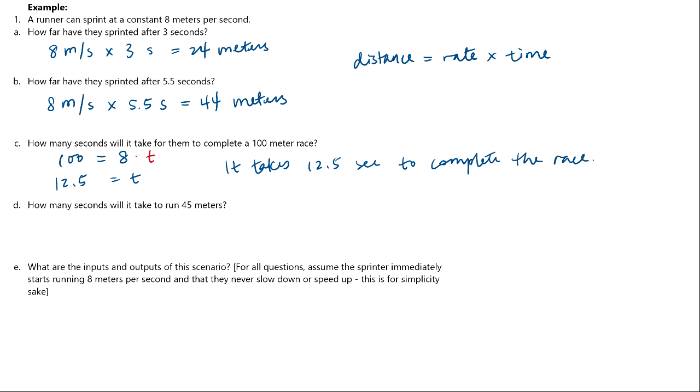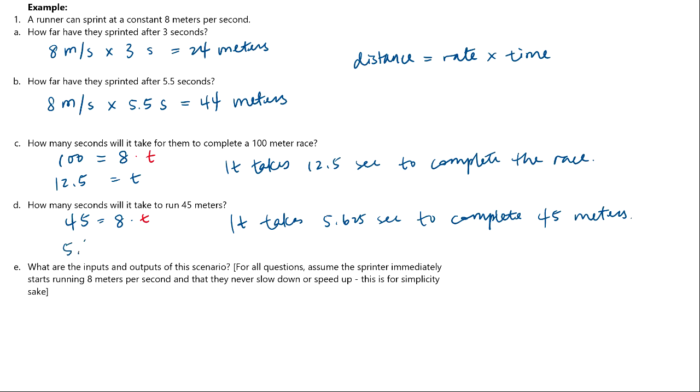Now similarly, if we want to find how many seconds will it take the runner to finish 45 meters, we'd do the same thing. We would get 45 is equal to 8 times t. And now we're again solving the equation, so we're really looking for what's the input of time for this scenario. So if we go ahead and find t, we'll get 45 divided by 8. So t here equals 5.625. And we would say it takes 5.625 seconds to complete the 45 meters of distance.